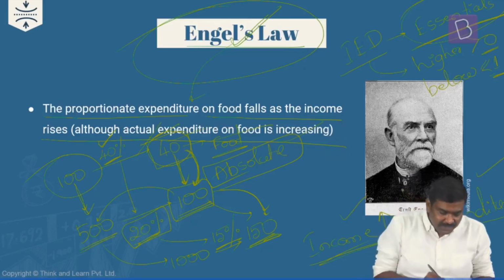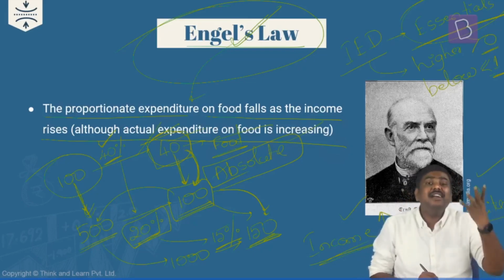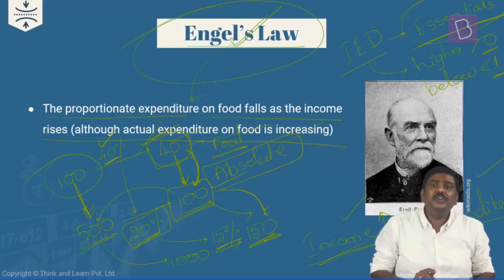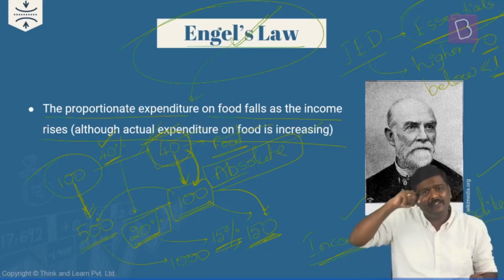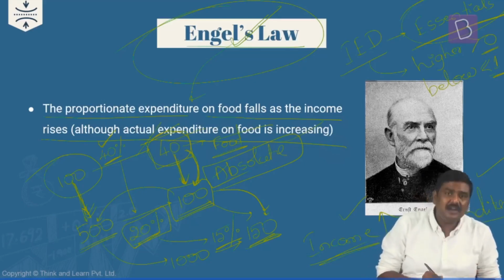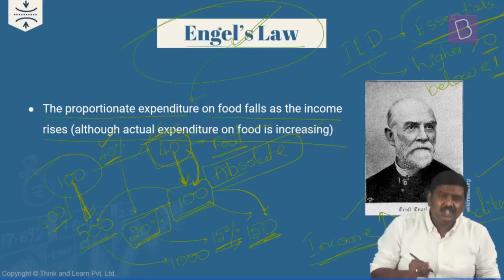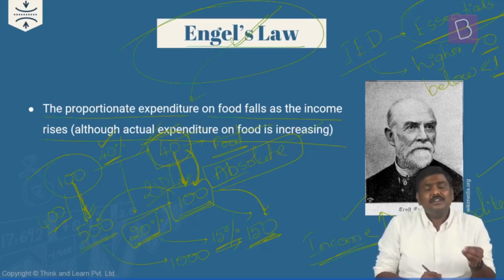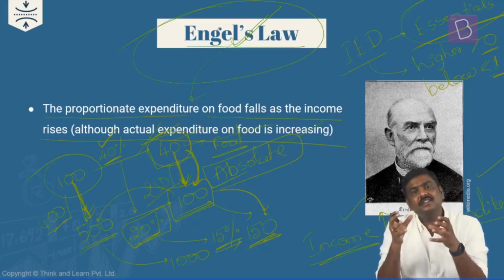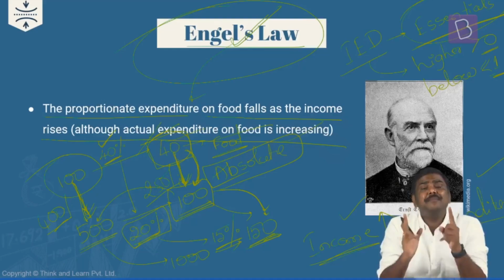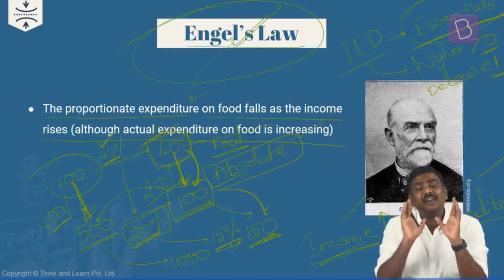Meaning what? If your income increases, let's say by 100%, is it okay? Your expenditure on food is not going to increase by 100%. It will be less than 100%. Have you understood this? Imagine your income has increased from 100 to 500. How much is the percentage change here? 400%. But how much is the change in the expenditure here? It is just 250%. Have you understood? So, whenever your income increases, your expenditure on food increases, but it doesn't increase in the same proportion as the rise in your income.